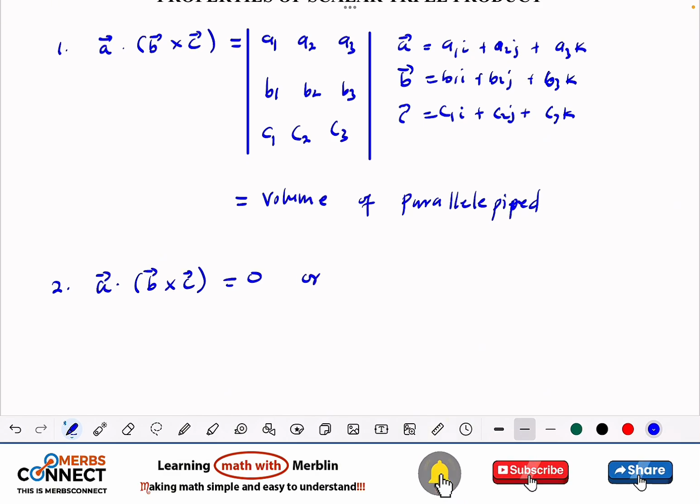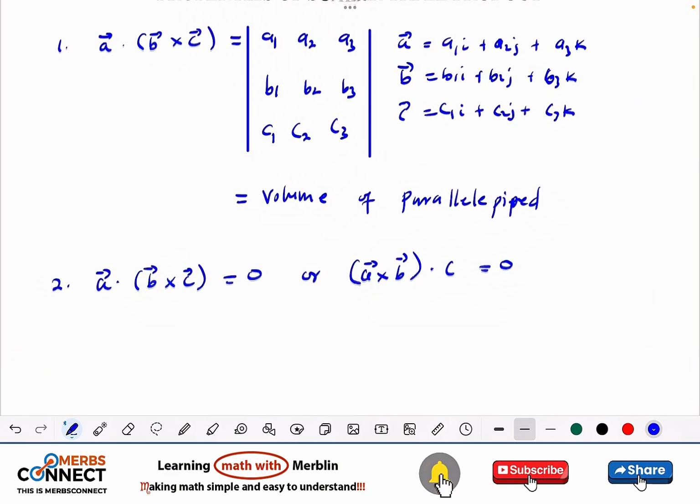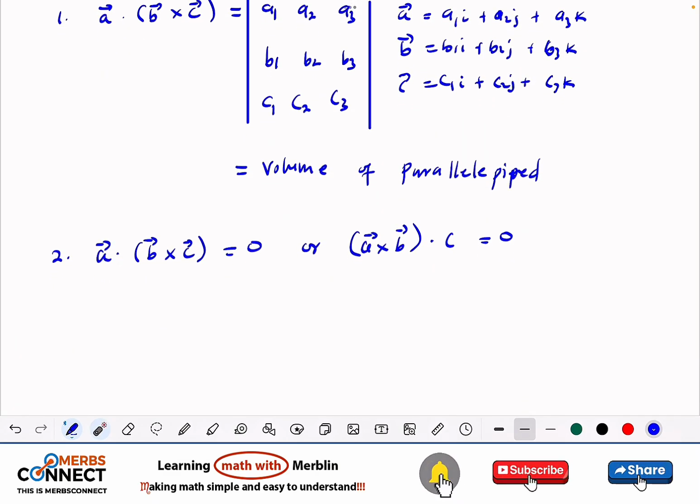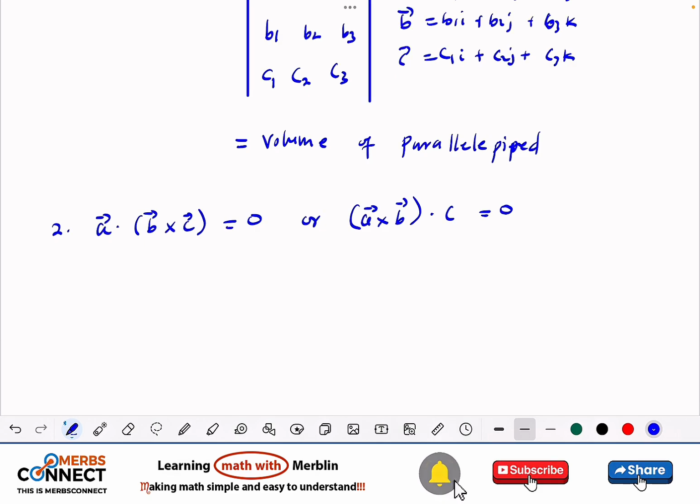Or let me just also write something like, if I do A this and I dot with this C and I'm getting 0, what is happening here? Then we are saying that these vectors are coplanar. So remember, when we are talking about coplanar, we need to have three vectors that we can write in a linear combination. So anytime you have three vectors like this and you do this and you are getting 0, then we are saying that they are coplanar. So it means that A, B, and C are coplanar vectors.